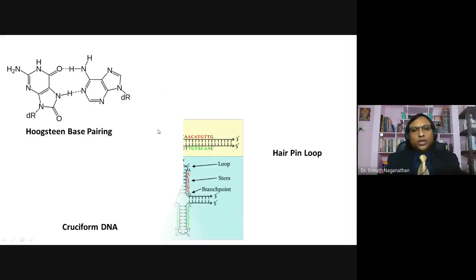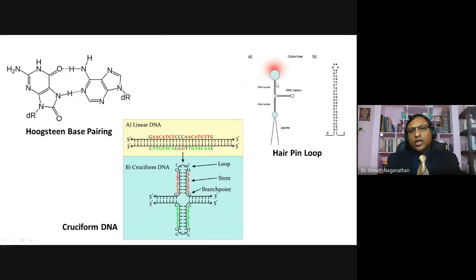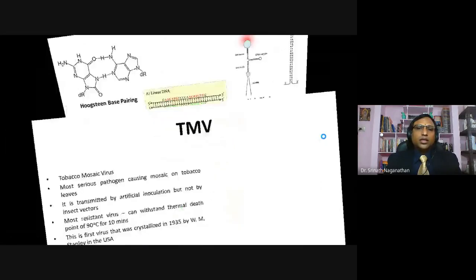The next form is cruciform DNA formation. This is your linear DNA. In this linear DNA, because of the complementarity present, they can form a loop here, and they can form a loop here. This looping creates the cruciform DNA formation. The other formation is the hairpin loop formation. Here you can find that since complementarity is there, they form hairpin structures, and this is normally present because of particular conditions.